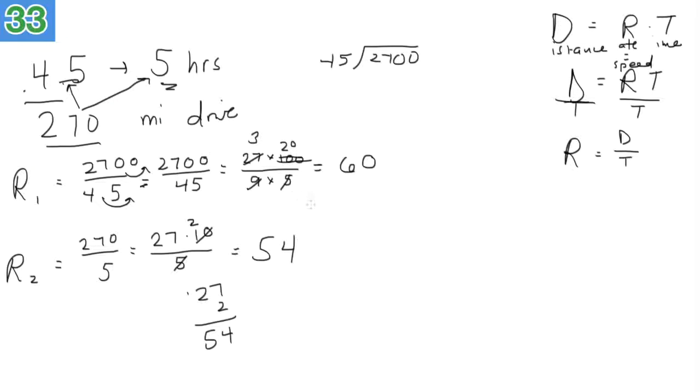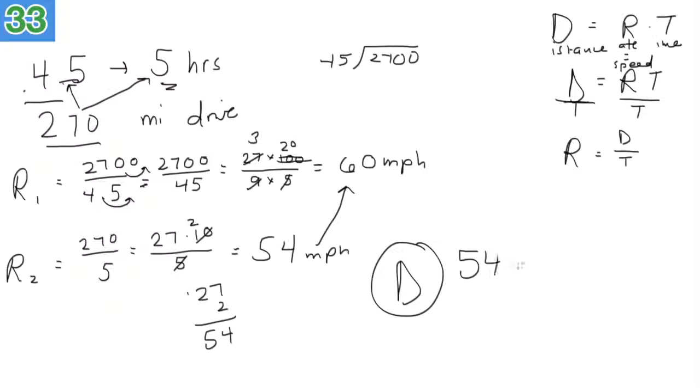All right, so we're looking for a range of rates of 54 to 60 miles per hour. And if you look at D, that is the correct answer because it shows you that range of 54 to 60 miles per hour. And that is your correct answer.